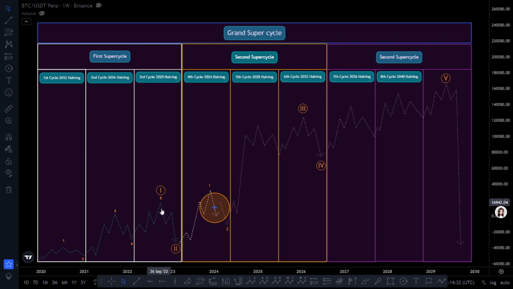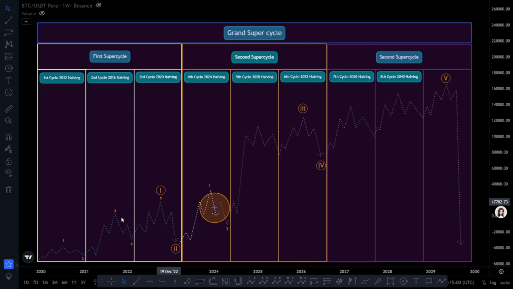The correction that followed was expected to be deep, as this marked the completion of the first supercycle. Bitcoin's all-time high of around 69,000 dropped to around 15,000 because this was the full supercycle correction. The completed 5-wave structure from the previous cycles is now labeled as Wave 1, and the correction or bear market after the 2020 halving is Wave 2 within a much larger grand supercycle.